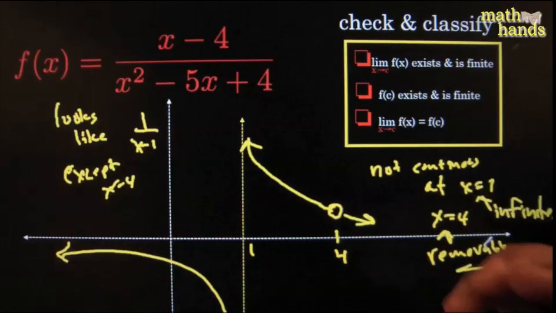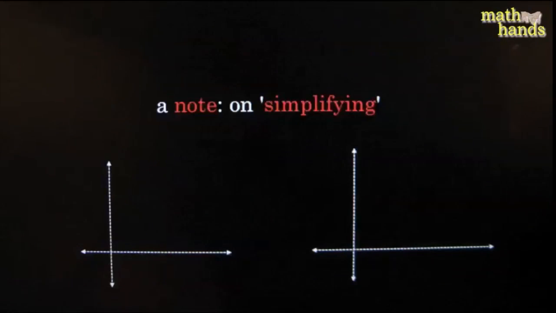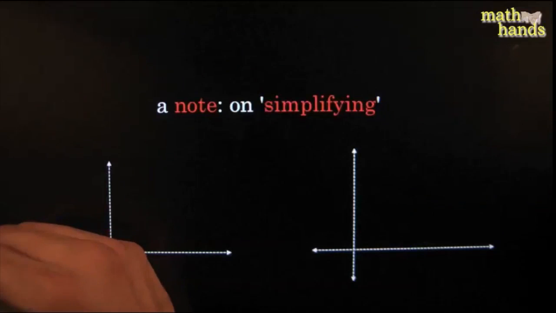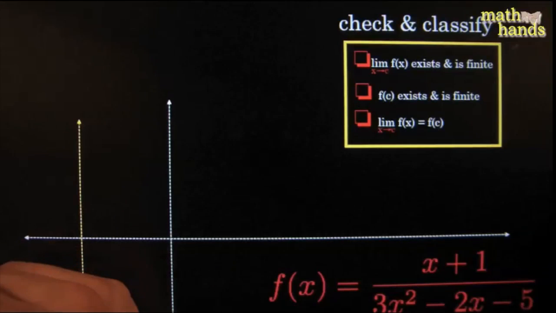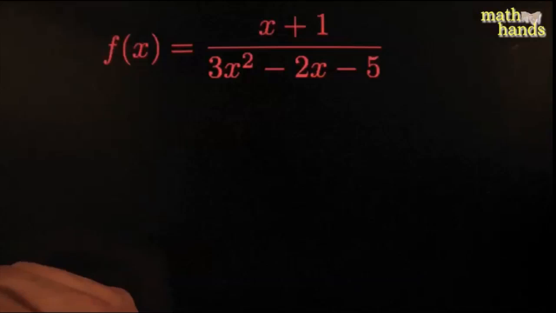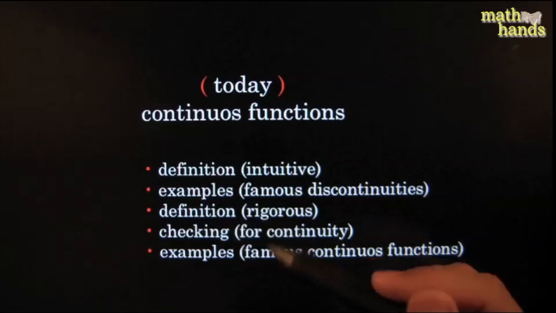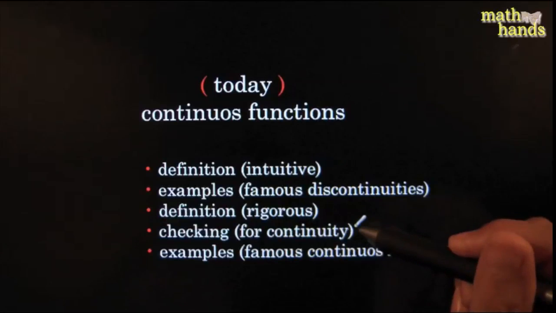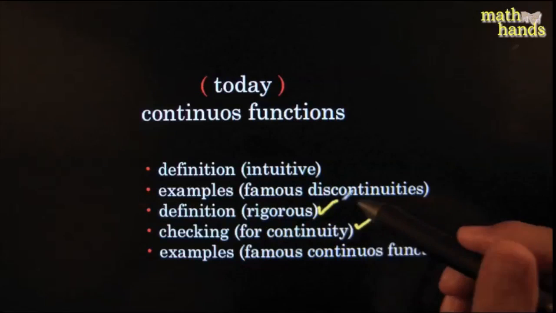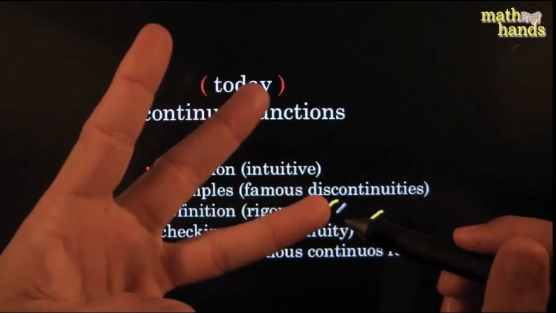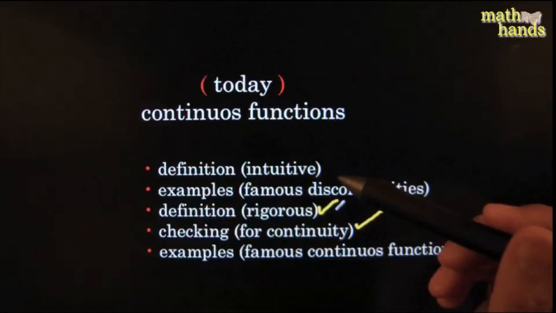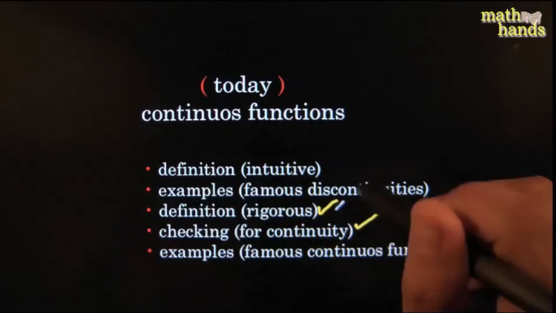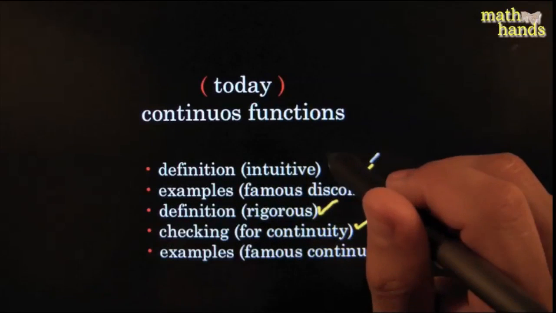In essence, what you're doing when you do this is you're removing the removable discontinuity. You're filling in the hole that it had there. So that's why you should be cautious. These two functions are not the same. x minus 4 over x minus 4 times x minus 1. Well, is that equal to x minus 1? Well, almost. You should be cautious.